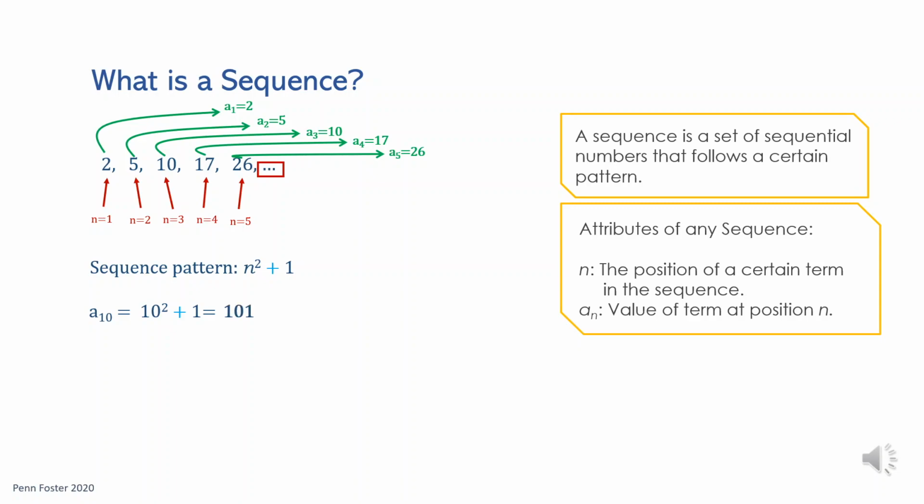Same goes for the 35th term. N is 35. Square 35, that's 1,225. Then add 1 to that product. A sub 35 equals 1,226.